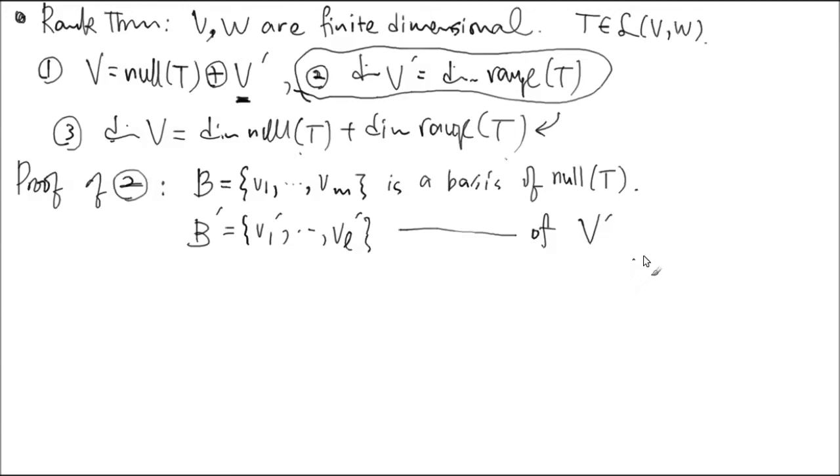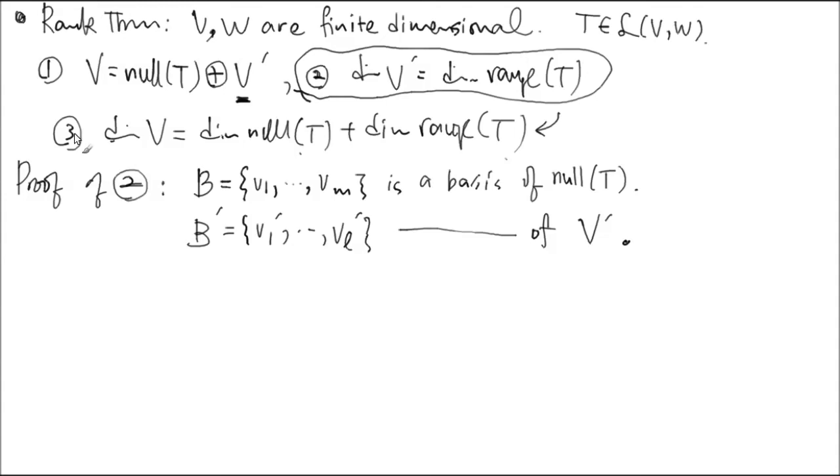Okay, so what is the dimension of V? M plus L, is that right? M is the number of basis vectors here. L is the number of vectors here. M plus L is the dimension of V. That's what I wrote down.